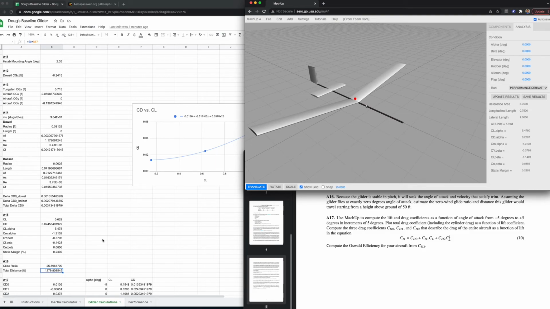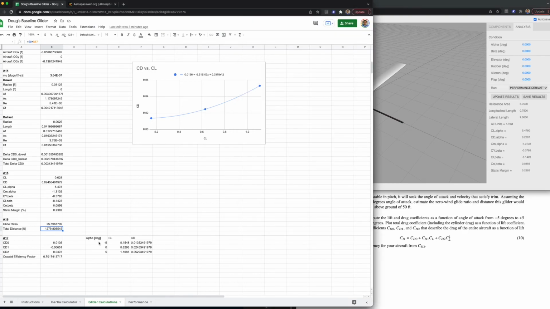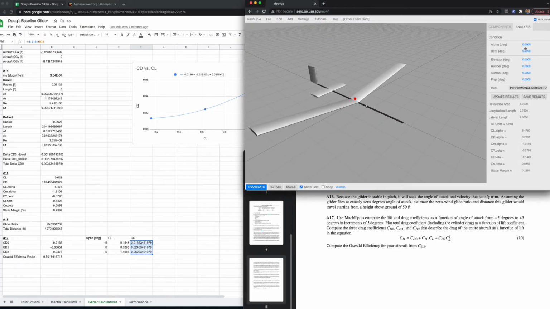Okay, so what we're going to do here is run mockup at 3 different angles of attack. So I've got -5, 0, and 5, and I'm going to pull off the lift coefficient and the drag coefficient at each of these scenarios. So I already have 0 actually. So 0.